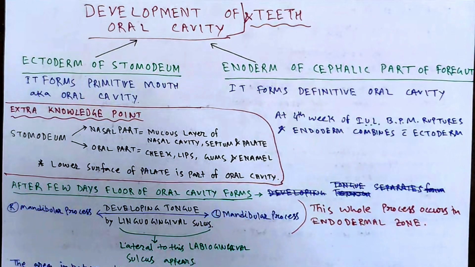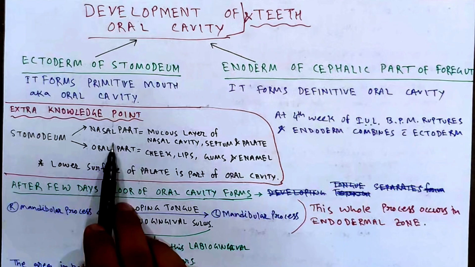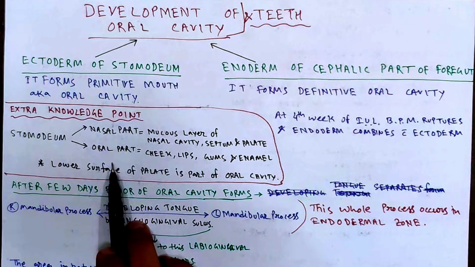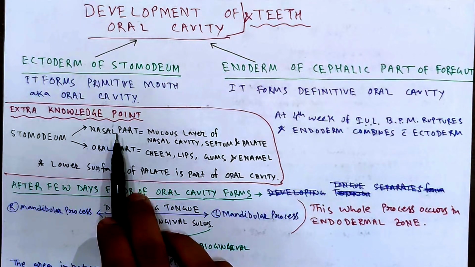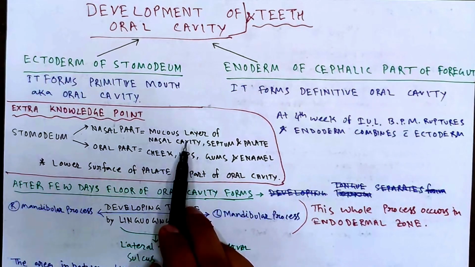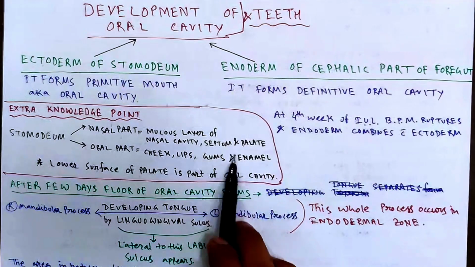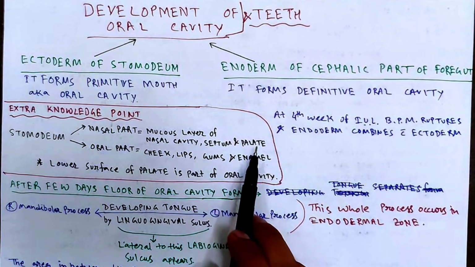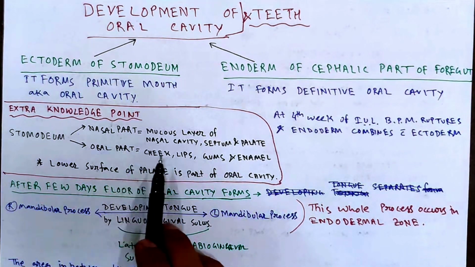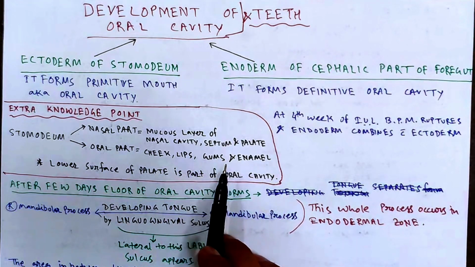Now for your extra knowledge point, in my earlier videos I told you that from the stomodeum we are getting the nasal part as well as the oral part. From the nasal part, it ultimately forms the mucous layer of the nasal cavity, nasal septum and palate. This palate I already talked about in my earlier videos, you can check those. And from the oral part we are getting the cheek, lips, gums and enamel.